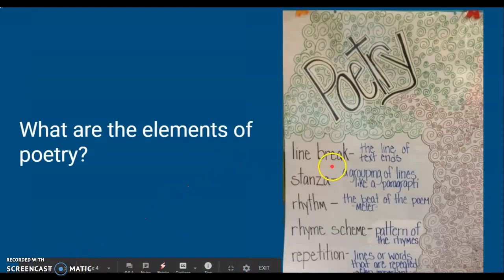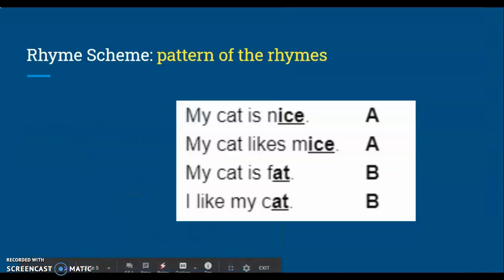Okay, so our elements: we've got line break, where the line of text ends. Stanza is a grouping of lines, just like a paragraph. Rhythm, the beat of a poem. And rhyme scheme, the pattern of the rhymes. This is our skill that we're focused in on right now. And repetition, lines or words that are repeated. And they're usually repeated because there's something important about those lines.